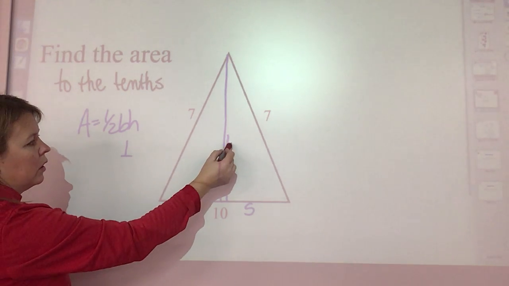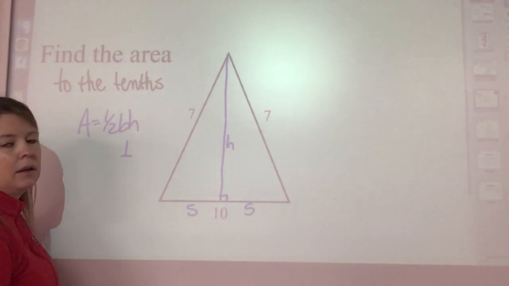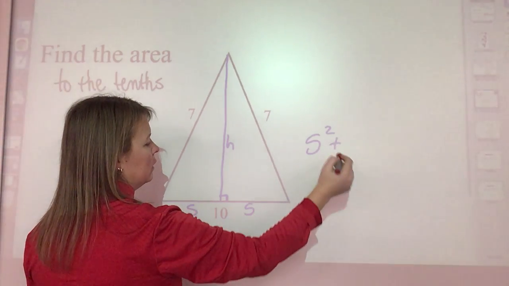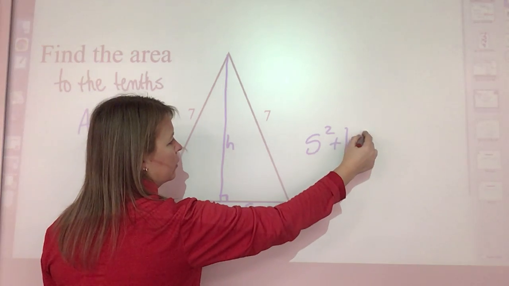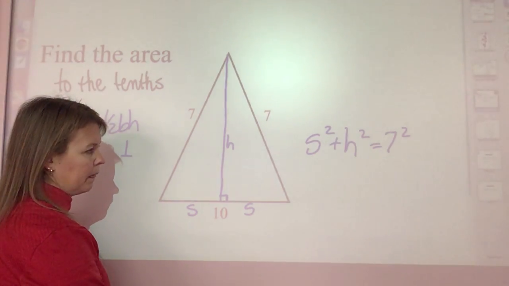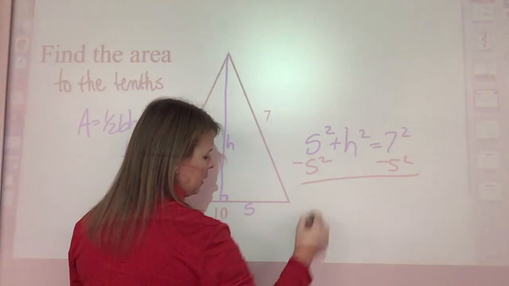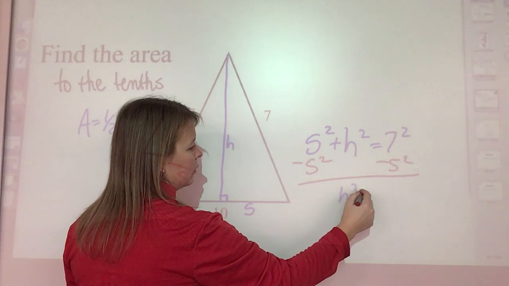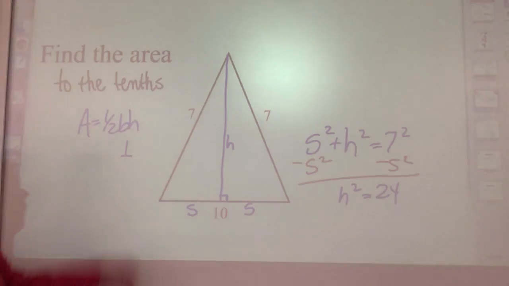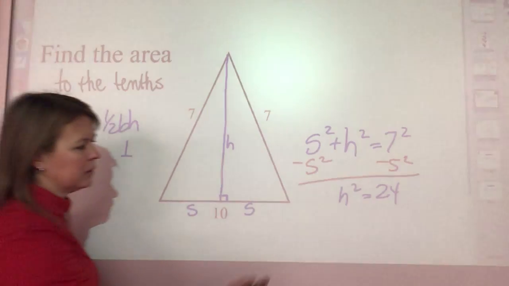We don't know how tall this is, but we do know the hypotenuse of that 90-degree angle we just made. So we can do the Pythagorean theorem, 5 squared plus h squared, because we're looking for the height, equals 7 squared. What is 7 squared minus 5 squared? You get h squared equals 24. Read the instructions before you go too far. It wants us to go to the nearest 10th.